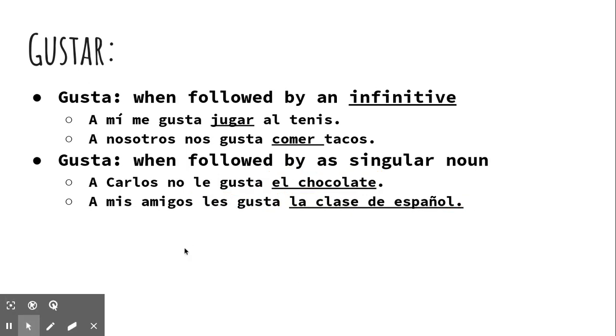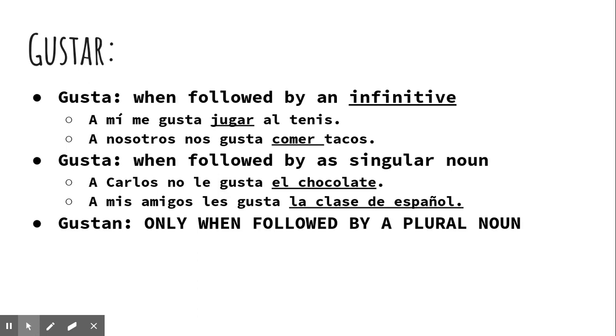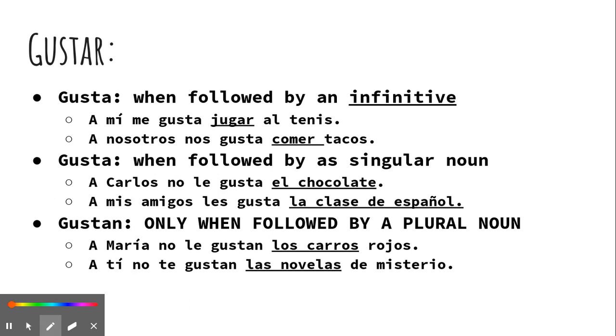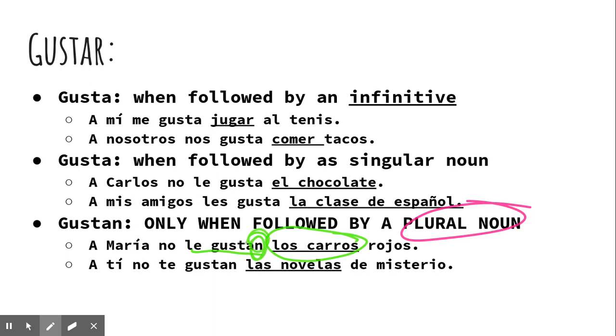We only use gustan when what follows it is a plural noun, and that's the only time we use it. Once again, when it's a plural noun that follows it. For example, let's look at those sentences. A María no le gustan los carros. As you can see, we're talking about multiple cars. A María no le gustan los carros rojos. Because this is plural, we need to add the letter N to it.